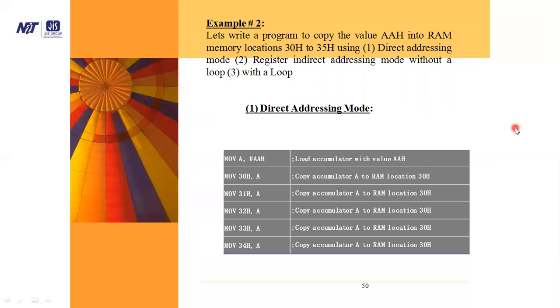MOV 33H, A. Copy the accumulator to RAM location 33H. MOV 34H, A. Copy the content of the accumulator to RAM location 34H.